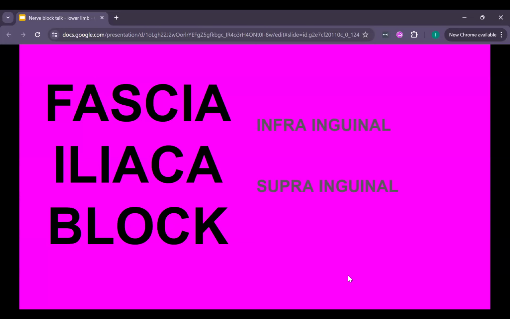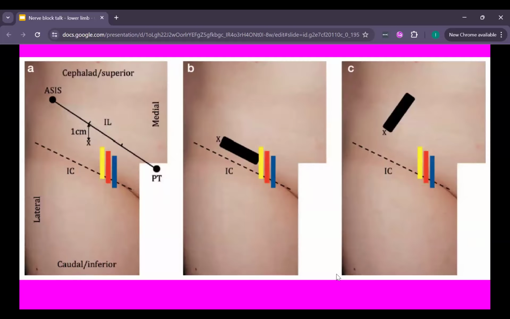And for this, it's sort of about personal preference and also the indication for the block. If you're doing it for a proximal hip fracture, my preference is the suprainguinal approach. The idea being that you can use quite high volume and you're more likely to block that obturator nerve, which can be quite tricky to block with the infrainguinal approach. But I'll have a chat about both of them.